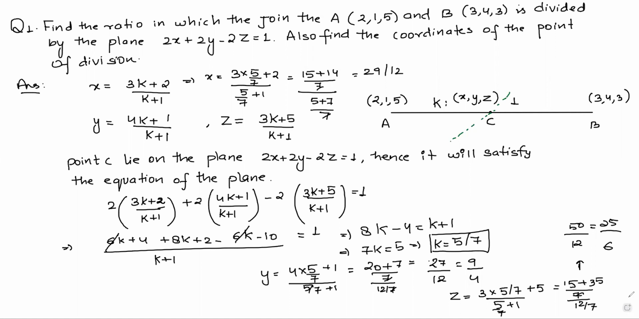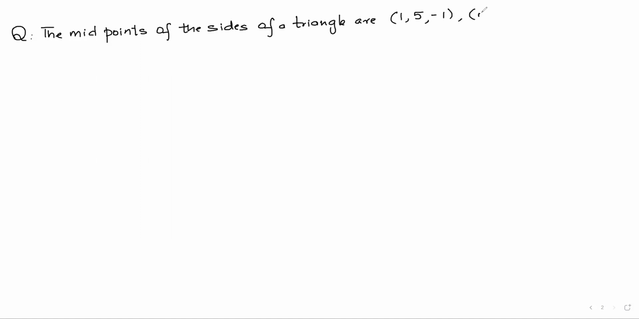I hope everyone has completed this. We will start the next question. Please try this. The midpoints of the sides of a triangle are (1, 5, minus 1), (0, 4, minus 2), and (2, 3, 4). Find its vertices. Okay, so the midpoints of the sides of a triangle are given. You need to find its vertices. Please write this question. And if anyone has a doubt, then please let me know.